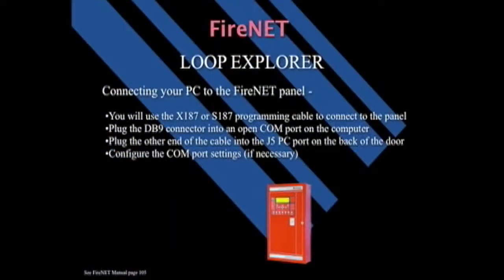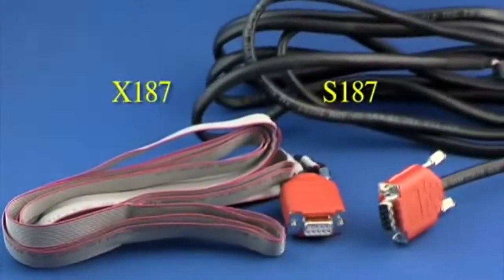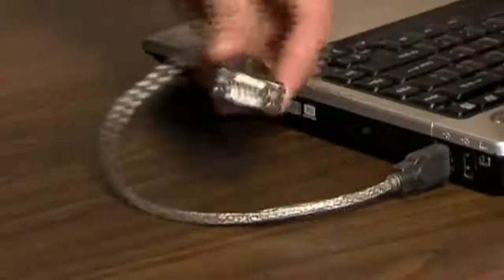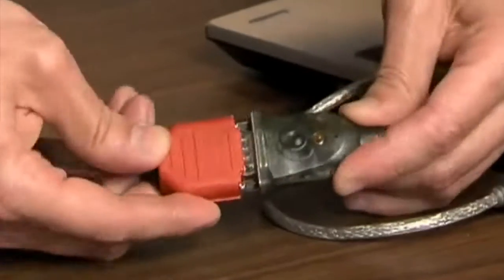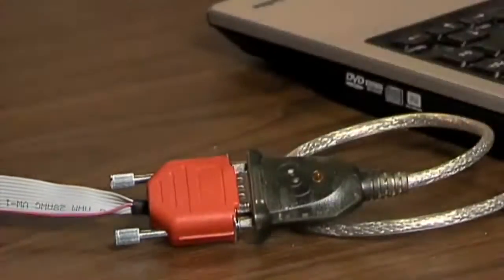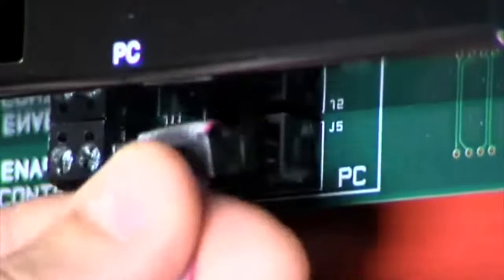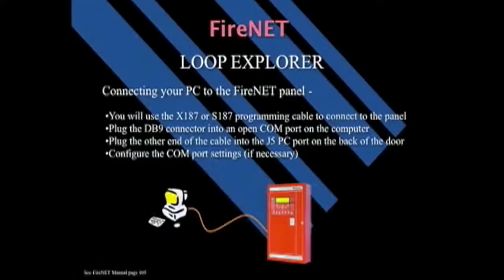Connecting your PC to the FireNet panel. You'll use the X187 or S187 programming cable to connect to the panel. Plug the DB9 connector into an open COM port on the computer. Plug the other end of the cable into the J5 PC port on the back of the door. Configure the COM port settings as necessary.